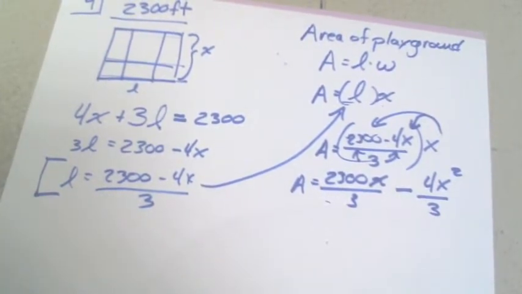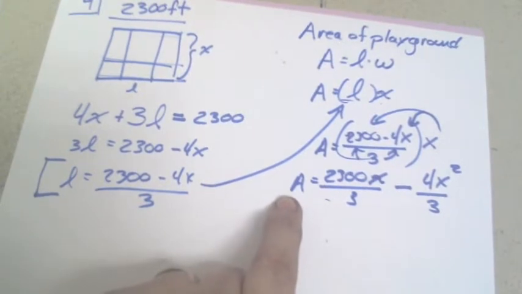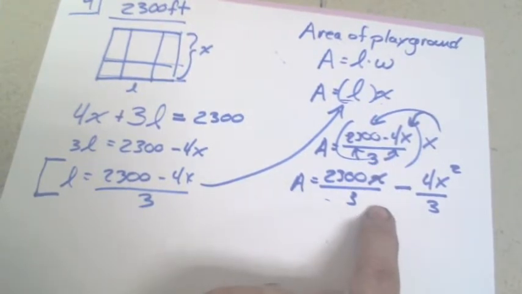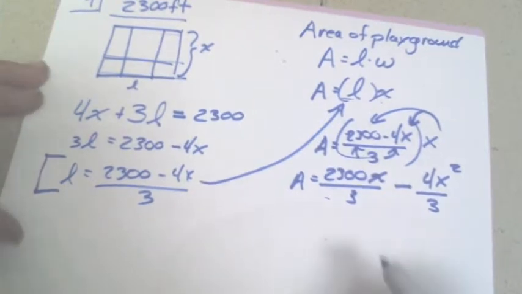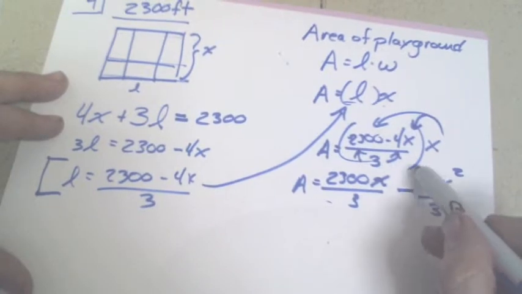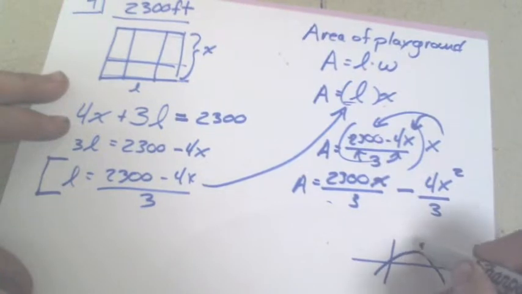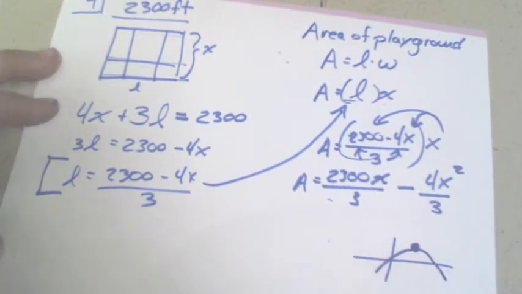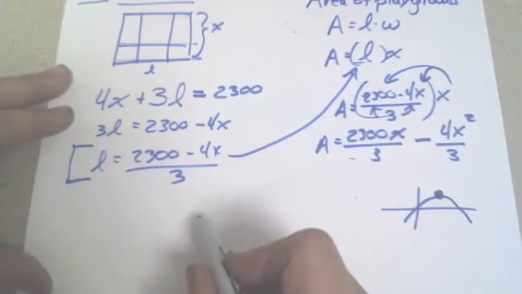So the statement said to express the area of the playground as a function of one of the playground's dimensions, x. This is an expression for the area in terms of one of the dimensions x. We'll then be asked to find the dimensions that maximize it. Well, this is a quadratic. It's got an x squared. Coefficient is negative, so this is going to be some sort of downward facing quadratic. Its maximum area is going to be its vertex. So we should know how to find the vertex of a parabola.